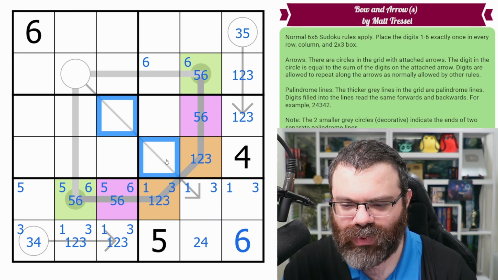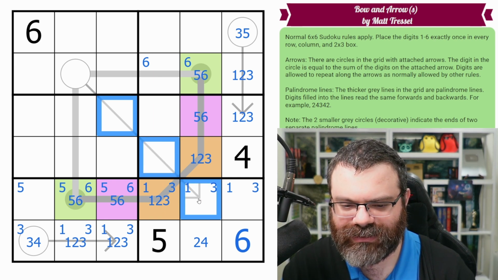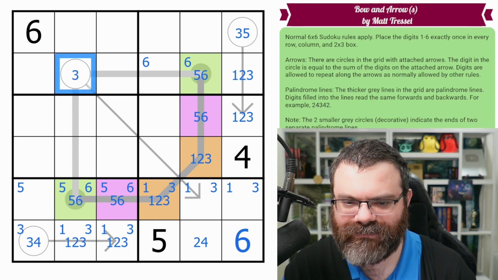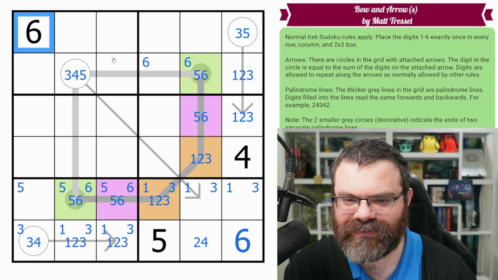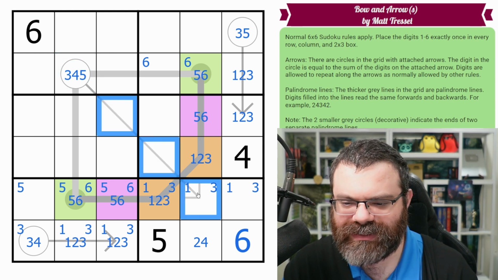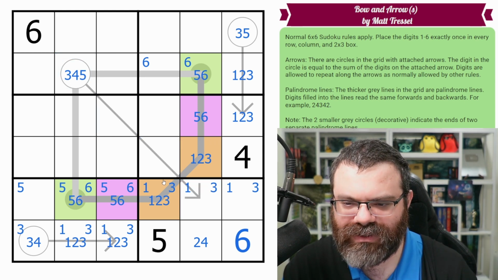Because this could be 1, 1, and 1. Now, is 1, 1, and 1 actually possible? Is there some reason it can't work? Not that I can tell. So this is 3, 4, or 5. It's not a 6. It shares a box with a 6. So that's pretty open. Do we know more about these colors?